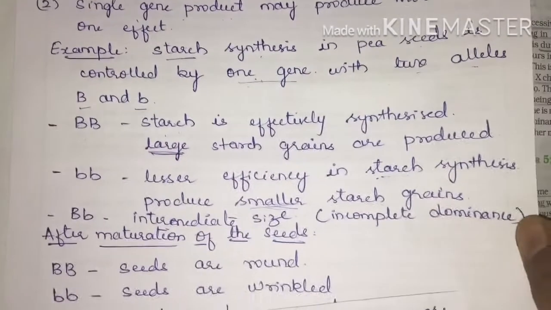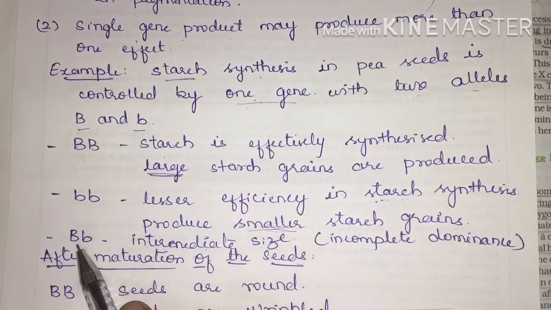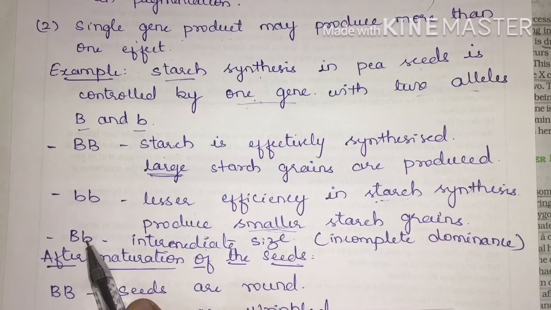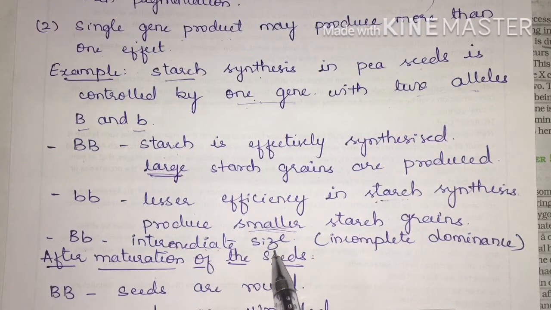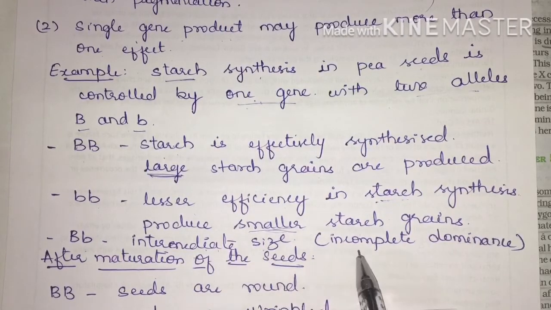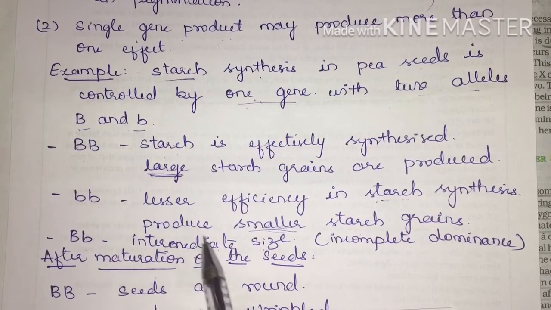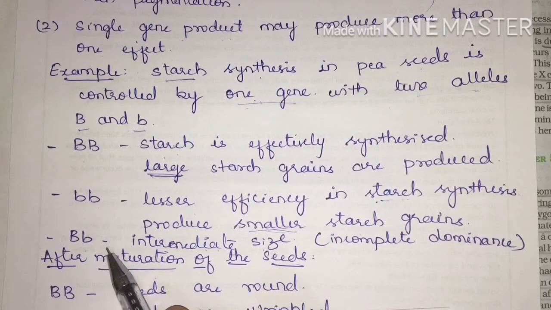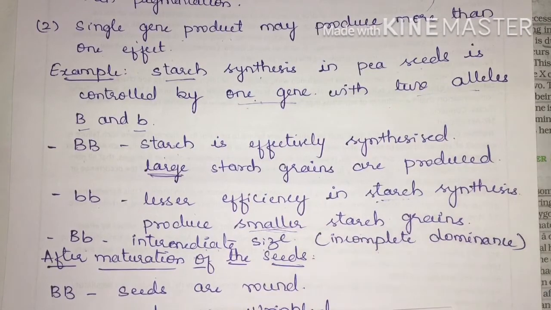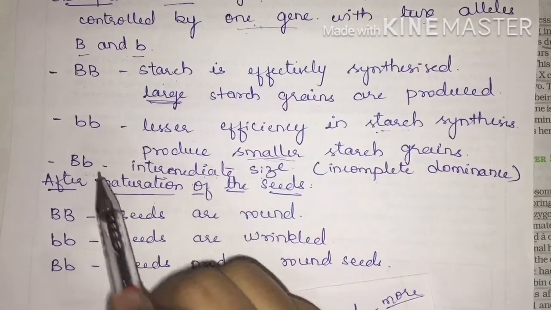With that, you can find further. Capital B, small b produces intermediate size, which means these are heterozygous. These are producing intermediate size, which means size in between. Not too large, not too small, it is in between. So this one shows incomplete dominance. Is it dominant? Actually capital B is there, and because of capital B it should produce large size, but it is not producing a large size. So when we are talking about heterozygotes, it is showing incomplete dominance. Here you found capital B, small b, and this intermediate one.